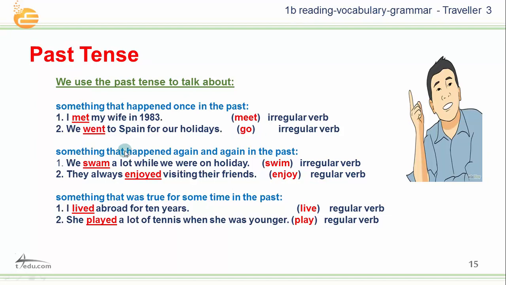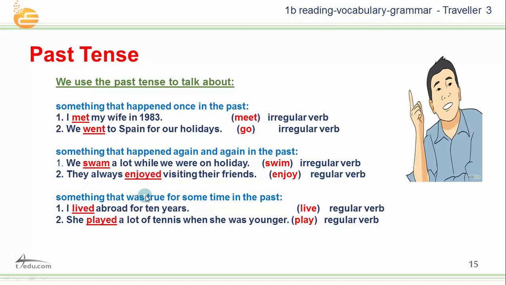Also, we use it for something that happened again and again or over and over in the past. Like we swam a lot while we were on holiday, and the verb, which is irregular, swim, swam, swam. Two, they always enjoyed visiting their parents, so this happened over and over again. And the verb enjoy is a regular verb because it's always ed in the past.